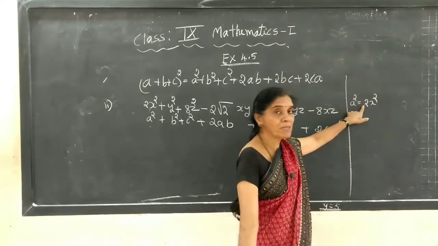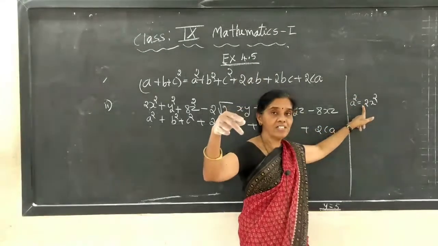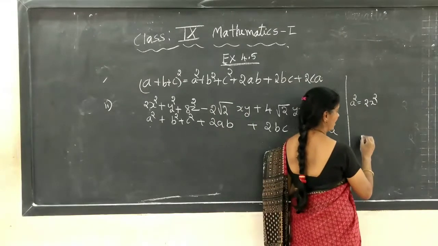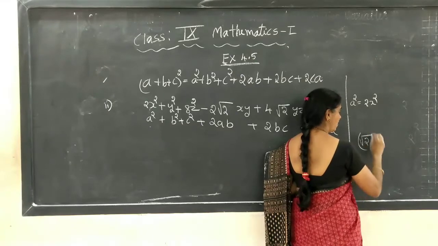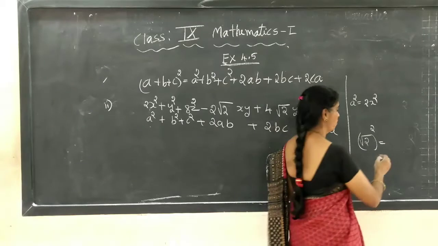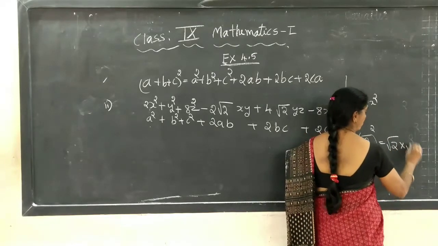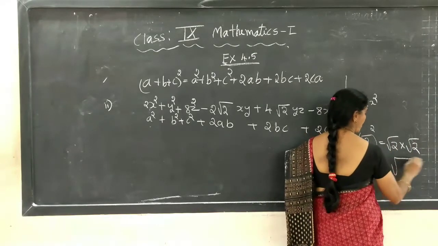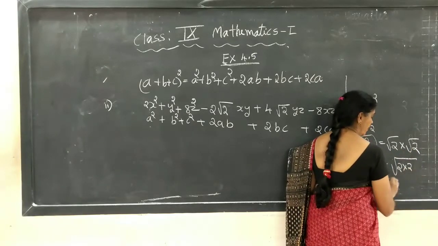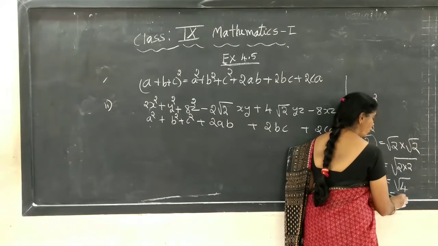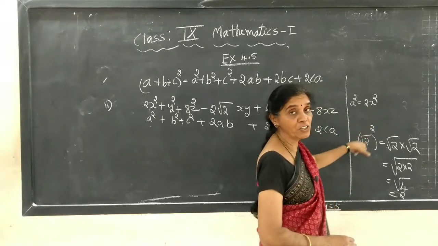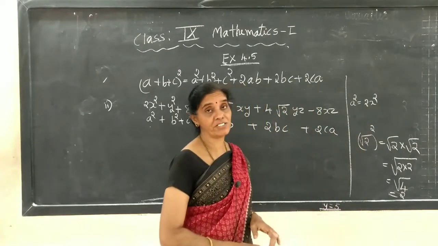To get 2, some number I should take, which when squared gives 2. So, I will take square root 2 and square it. What will I get? Square root 2 into square root 2, so it is square root of 2 into 2, that is square root 4. Square root of 4 is how much? 2. So, to get 2 as a square number, I have to take square root 2 as the base.